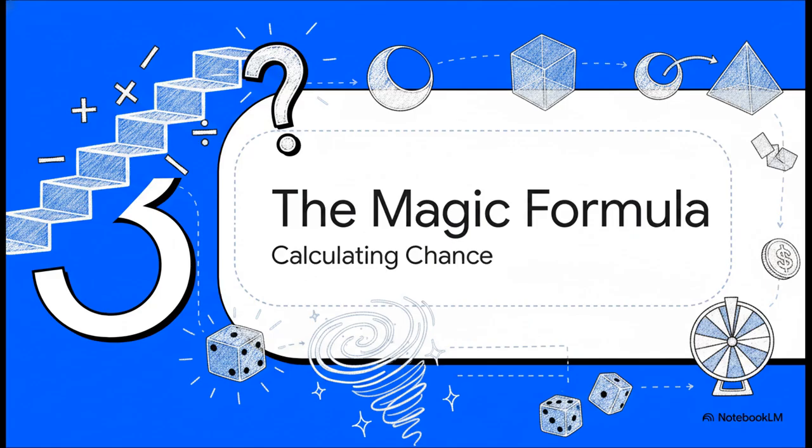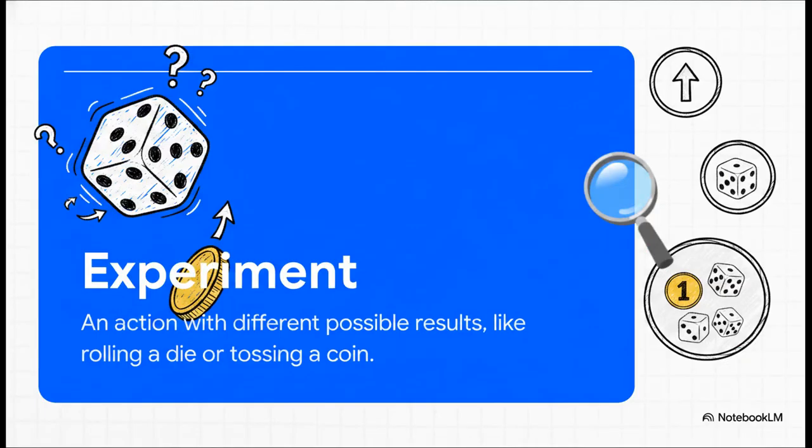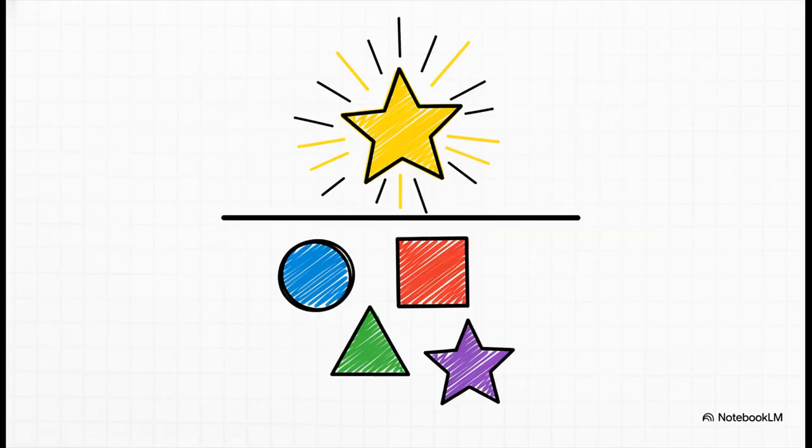Section 3, the magic formula, calculating chance. To start calculating these chances ourselves, we just need to get the mechanics down. In probability, an experiment isn't a chemistry set with bubbling beakers. It's just an action with different possible results, like rolling a die. An outcome is one specific result from that action, and an event is the specific group of outcomes we're actually trying to measure. Which brings us to our foundational equation.